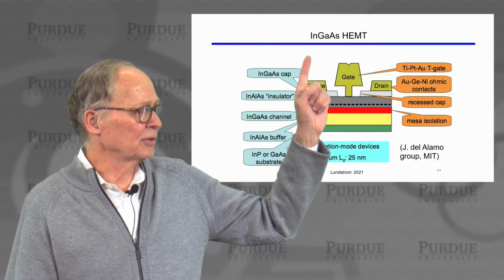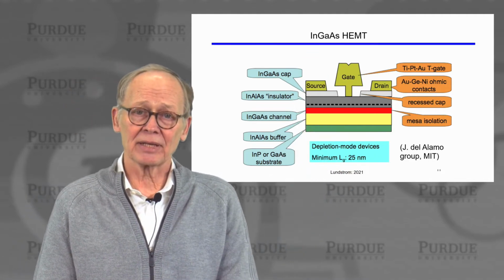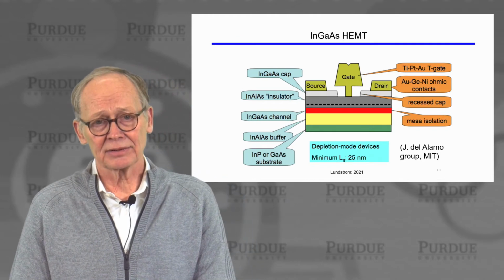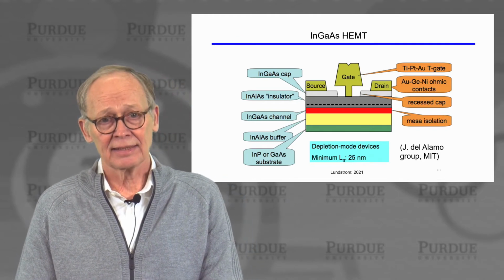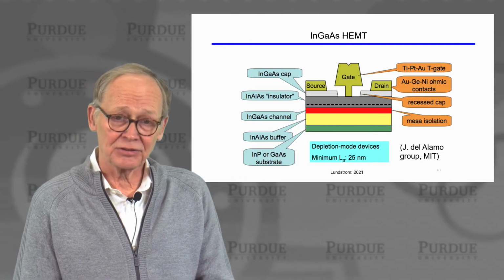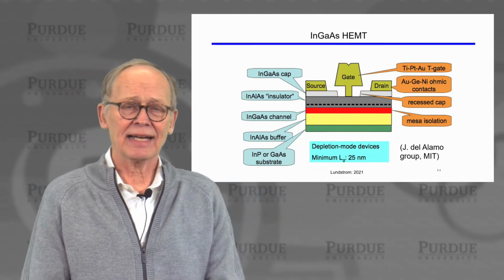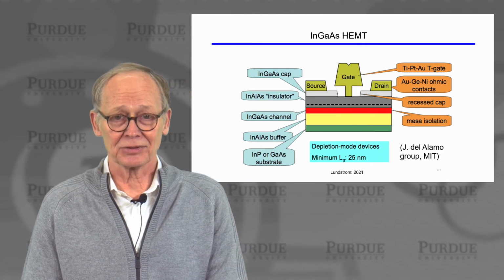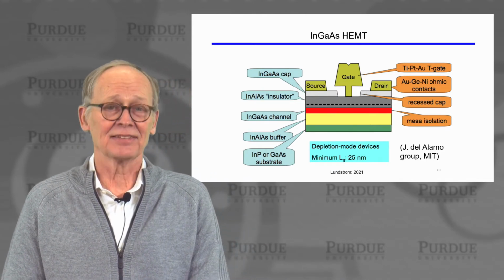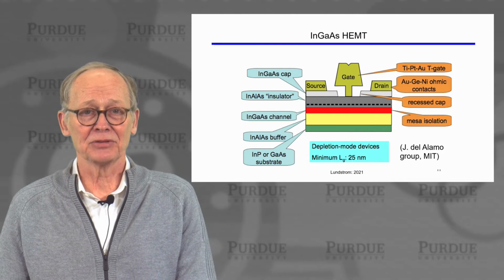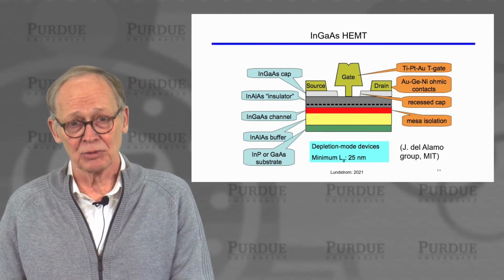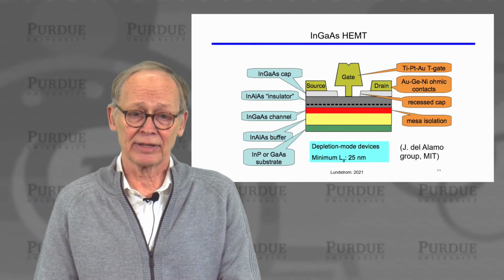This transistor, first of all, is made out of 3-5 semiconductors. 3-5 semiconductors typically have very high electron mobilities. That's desirable for a transistor. The transistor is called a high electron mobility transistor because that's its main feature, and the main reason for using it is that the electron mobilities in the channel are very, very high.